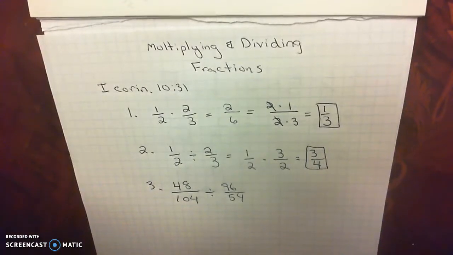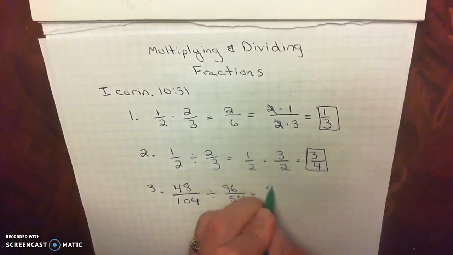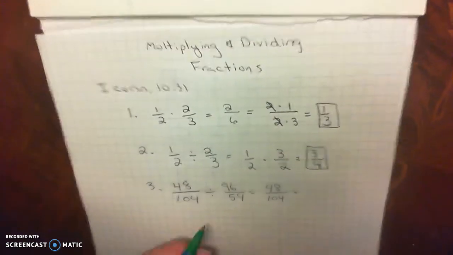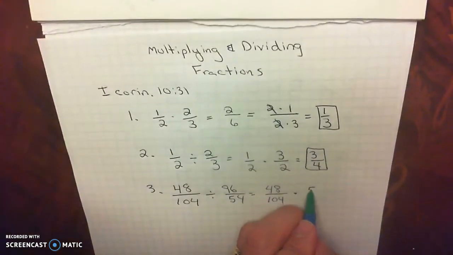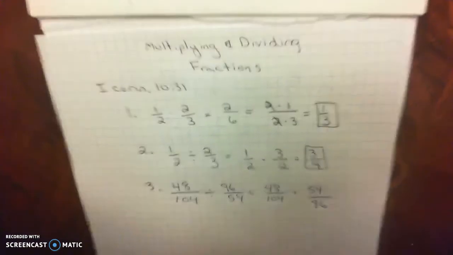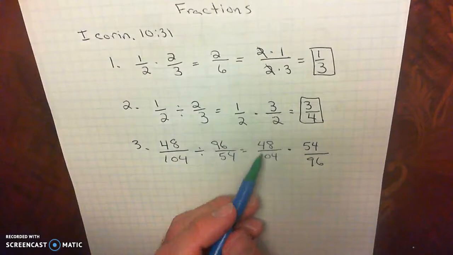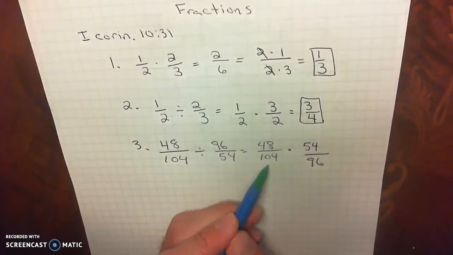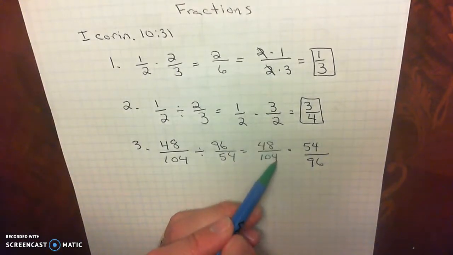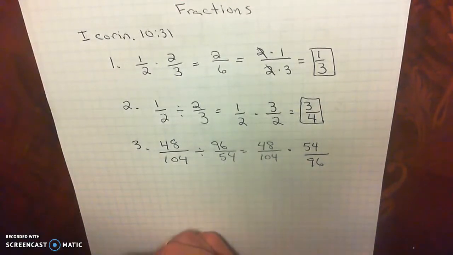So we have a division problem here. So the first thing I'm going to do is rewrite the first fraction. Change division to multiplication. Find the reciprocal by switching the numerator and the denominator. Okay. Now we're going to write the factors of 48. Now we all know that 2 goes into both of these numbers, because if the ones digit is an even number, 2 will go into both of those numbers evenly.